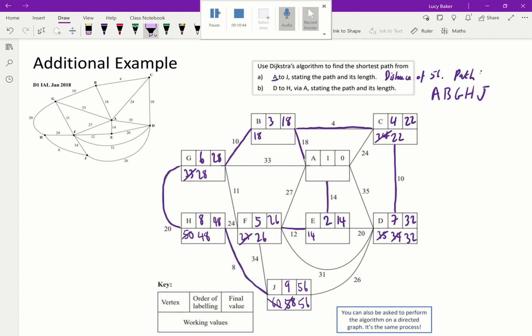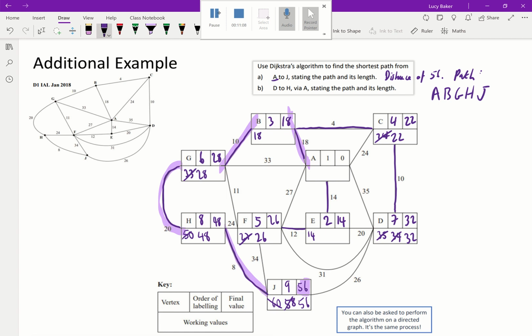So if I just draw this in for you, going from A to B is going to be 18. Going from B to G adds 10, so that's now 28. Going down this path here gets me to H in a distance of 48. And then adding 8 on gets me to my 56, which is the shortest way to get from A to J.